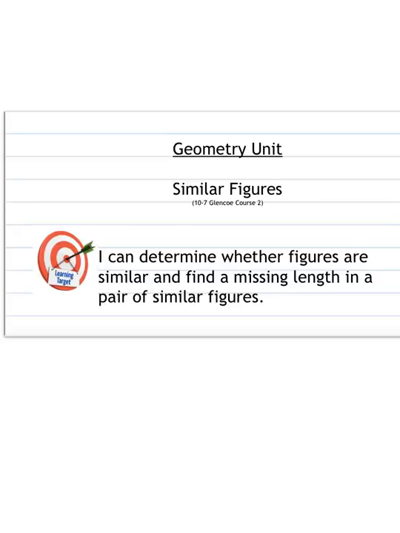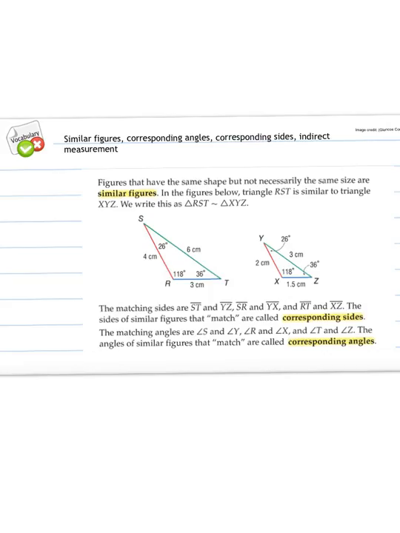Okay, we are looking at similar figures, and this is 10-7 from our textbook. Our learning target today is, I can determine whether figures are similar and find a missing length in a pair of similar figures. Okay, vocab in this lesson that we'll be going through: similar figures, corresponding angles, corresponding sides, and indirect measure. So we will go through all of these during this video.